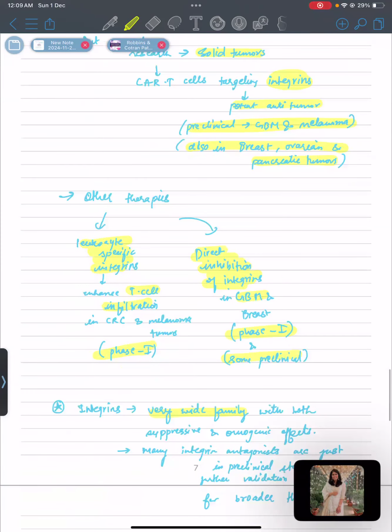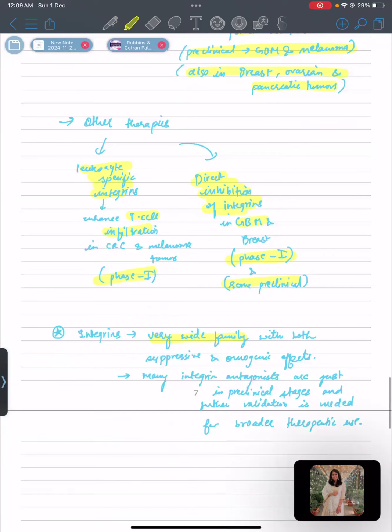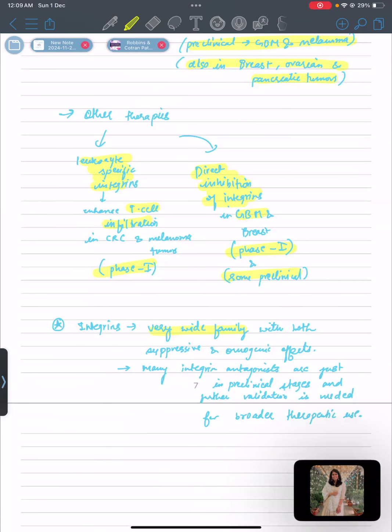Other therapies include leukocyte-specific response, where integrin immunotherapy leads to increased T cell infiltration, colorectal carcinoma, and melanoma, and direct inhibition of integrins.